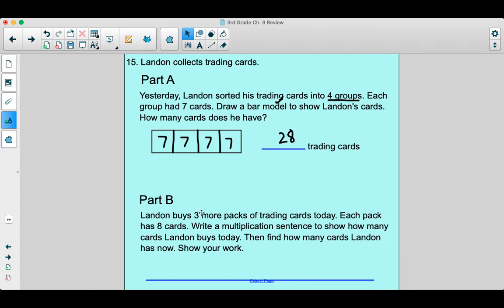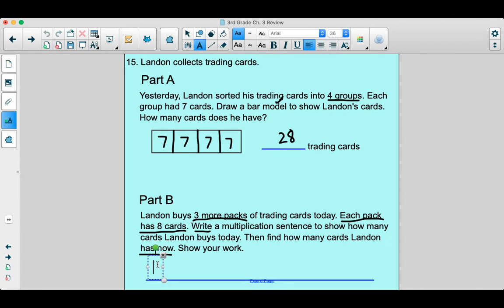So I need to read that again, I think. Let's take a moment. You read it too. Okay. I just noticed that this is two parts. We have to write a multiplication sentence to show how many cards Landon buys today, and we have to find out how many cards Landon has now. Well, he already had 28, so we can't forget that part.